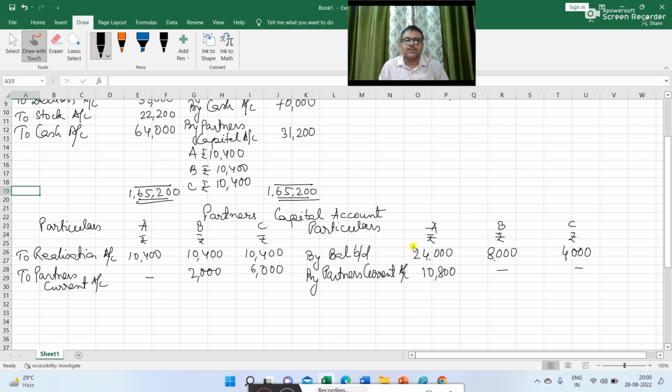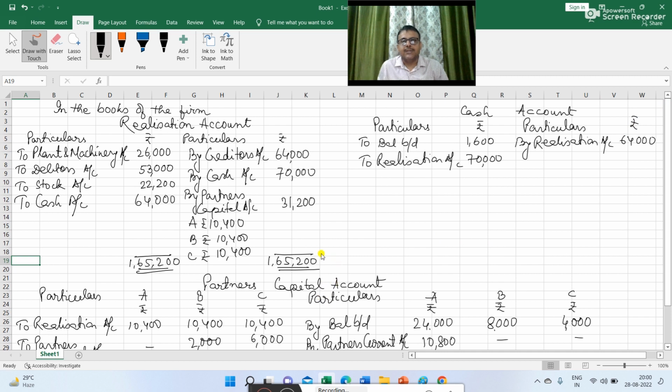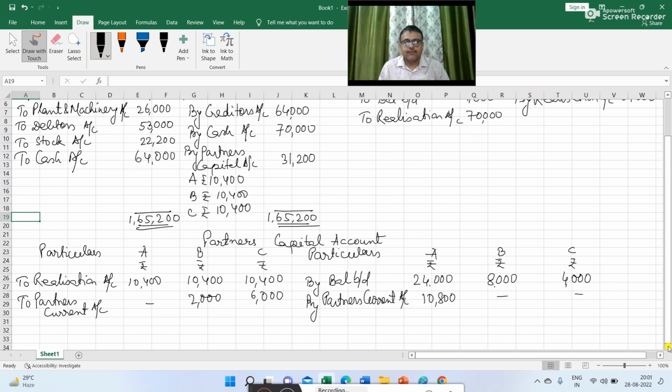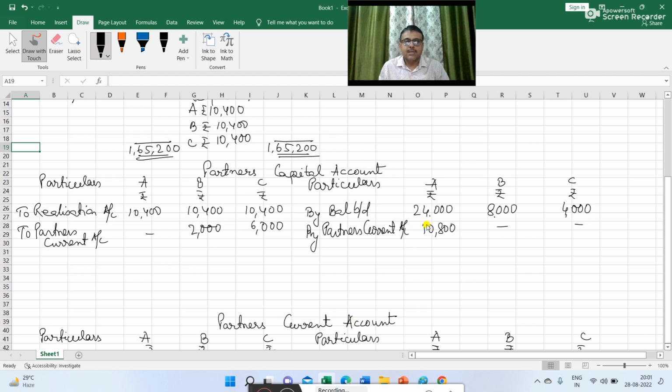Now C is insolvent. Partner C has been declared insolvent, and we have to apply here the Garner versus Murray rule. The Garner versus Murray rule states that the solvent partners have to make good the loss on realization. So partners A and B have to bring in cash to the extent of the loss on realization they have shared. Partners A and B have shared the loss of 10,400 each. So partners A and B are going to bring in cash, by cash account 10,400 each, and the deficiency of the insolvent partner will be shared between the solvent partners in their capital ratio.